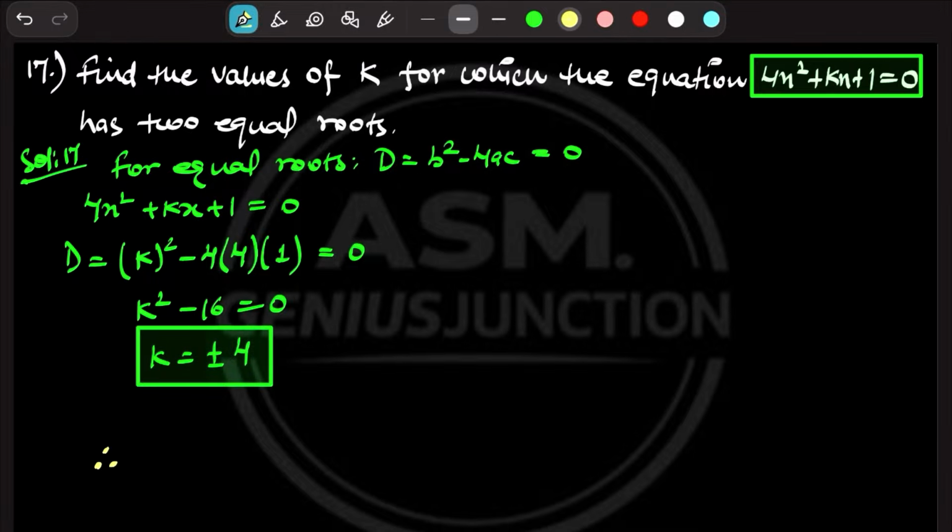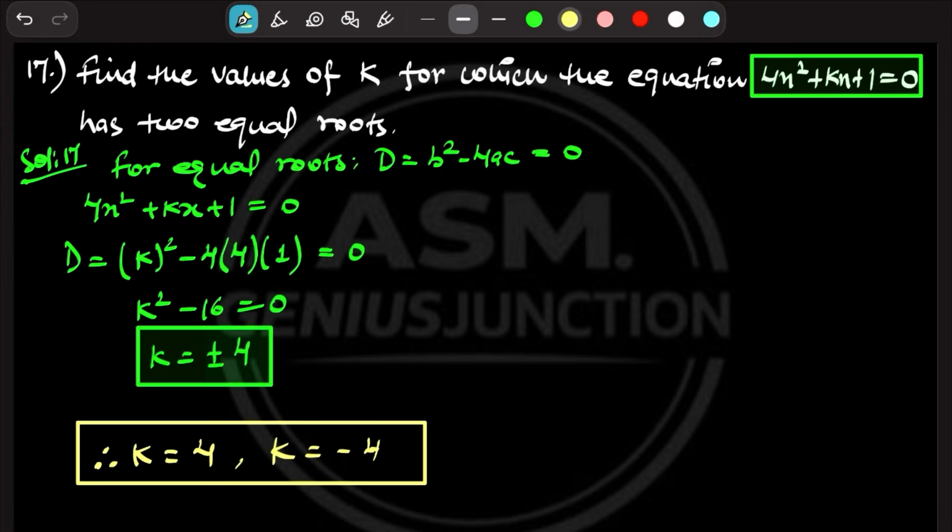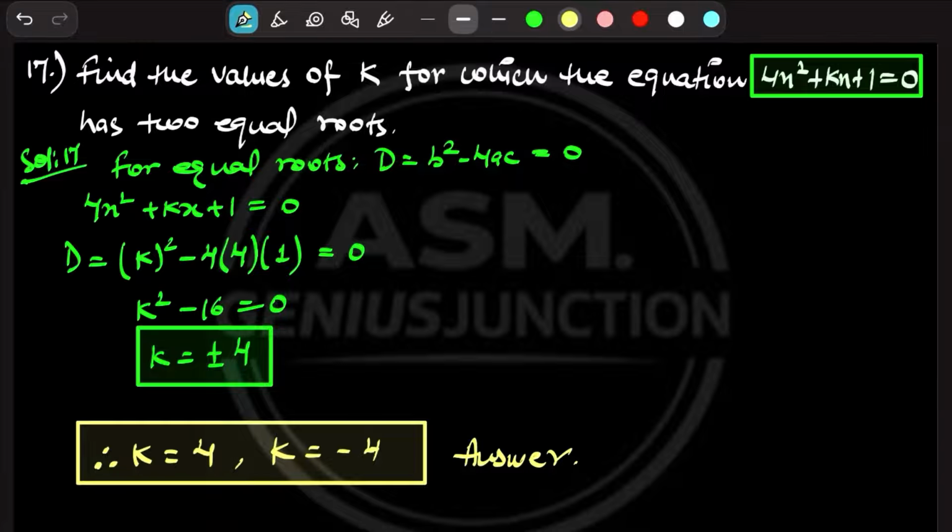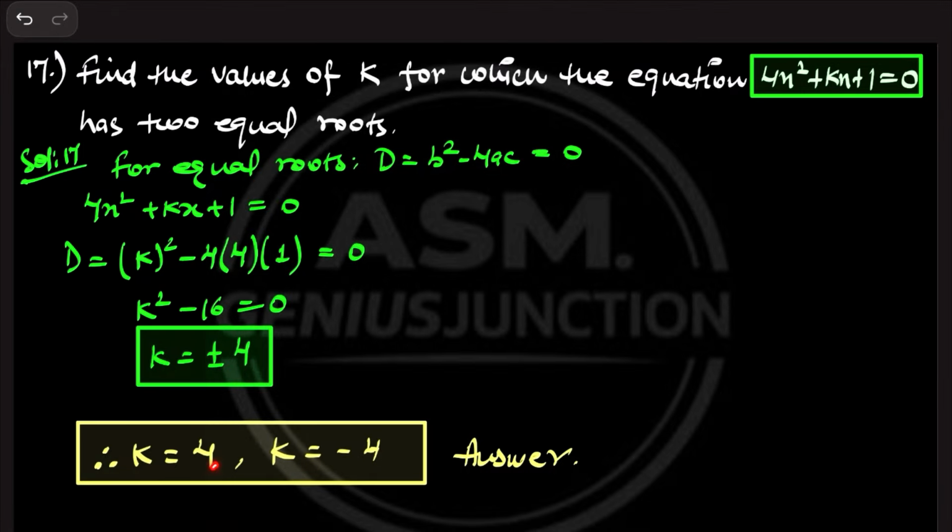Therefore, we can say that the possible values of k are k equals 4 and k equals minus 4. So this is the solution for the value of k for the given quadratic equation, right? If we put k equals 4 in this equation, there will be D equals 0, it means that the roots are going to be equal. And the same goes for k equals minus 4, right? I hope you understand the concept. Please pause the video and note down the solution of it.